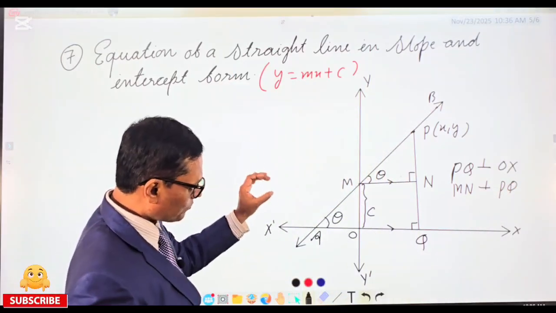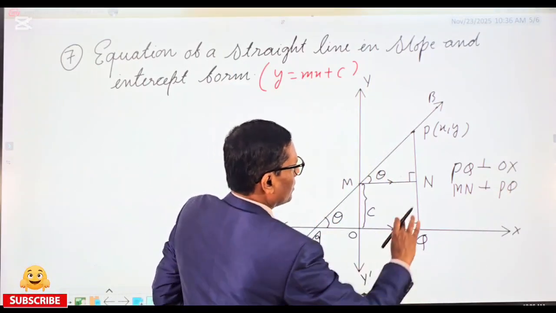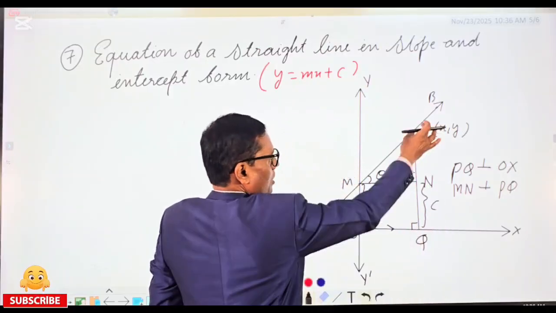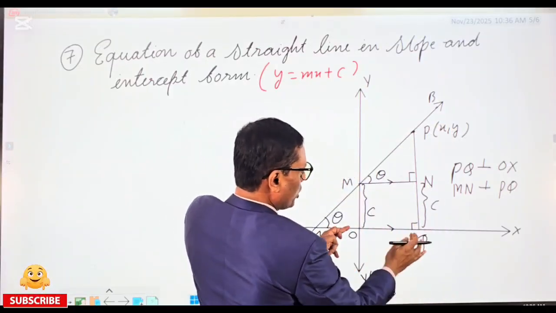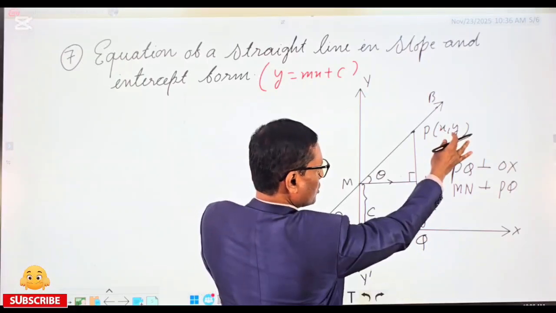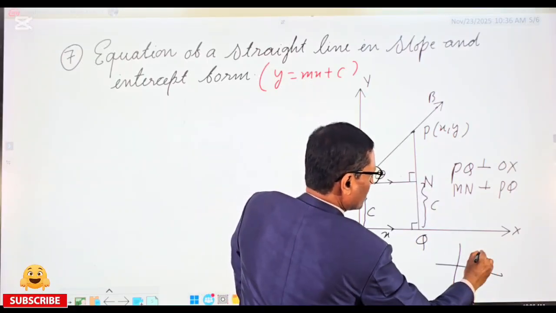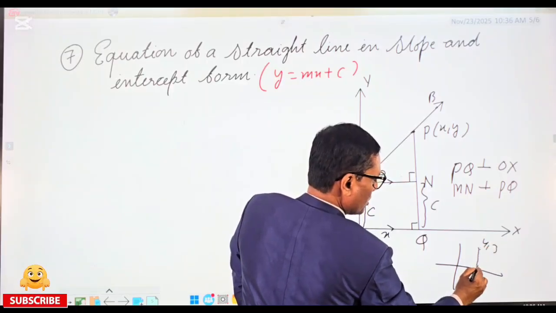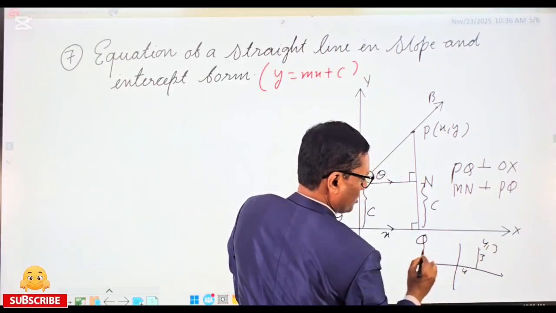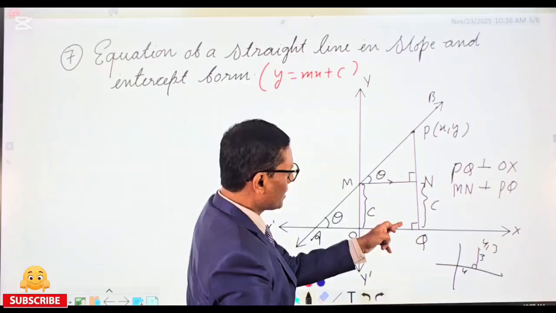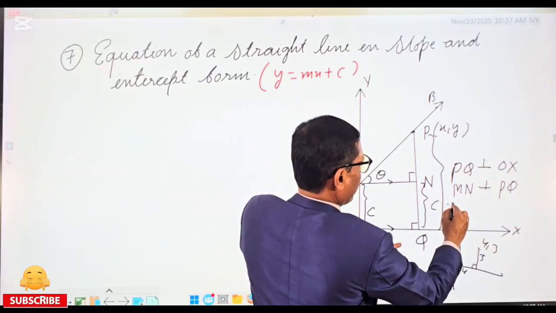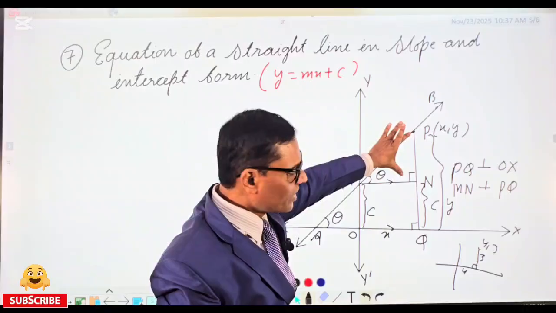What we see is that OM is equal to C, then this is also C, right? P(x, y), so OQ will be x, isn't it? If there's a point (4, 3), then if you draw a perpendicular, this is 4, that will be 3. All of you know this. This is x, and PQ, this whole part, that will be y. Then what will be the value of PN, right?